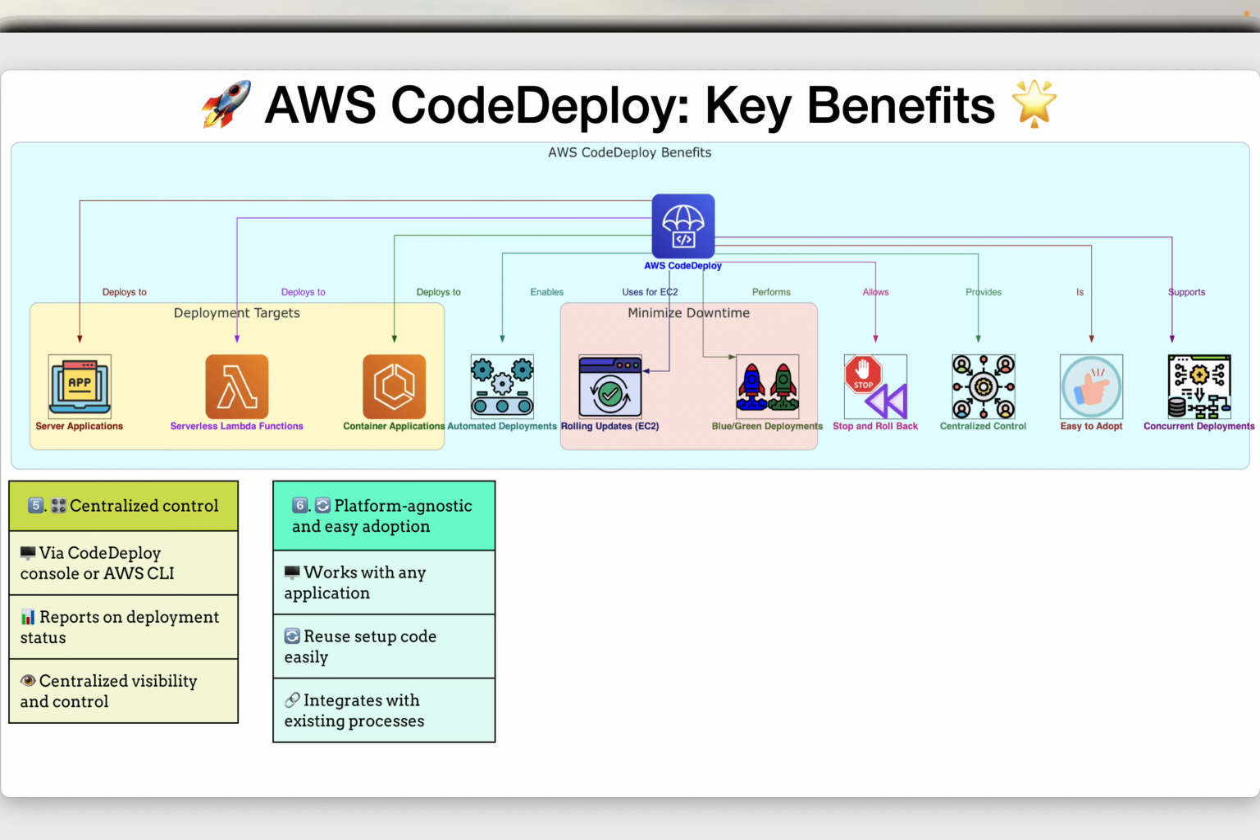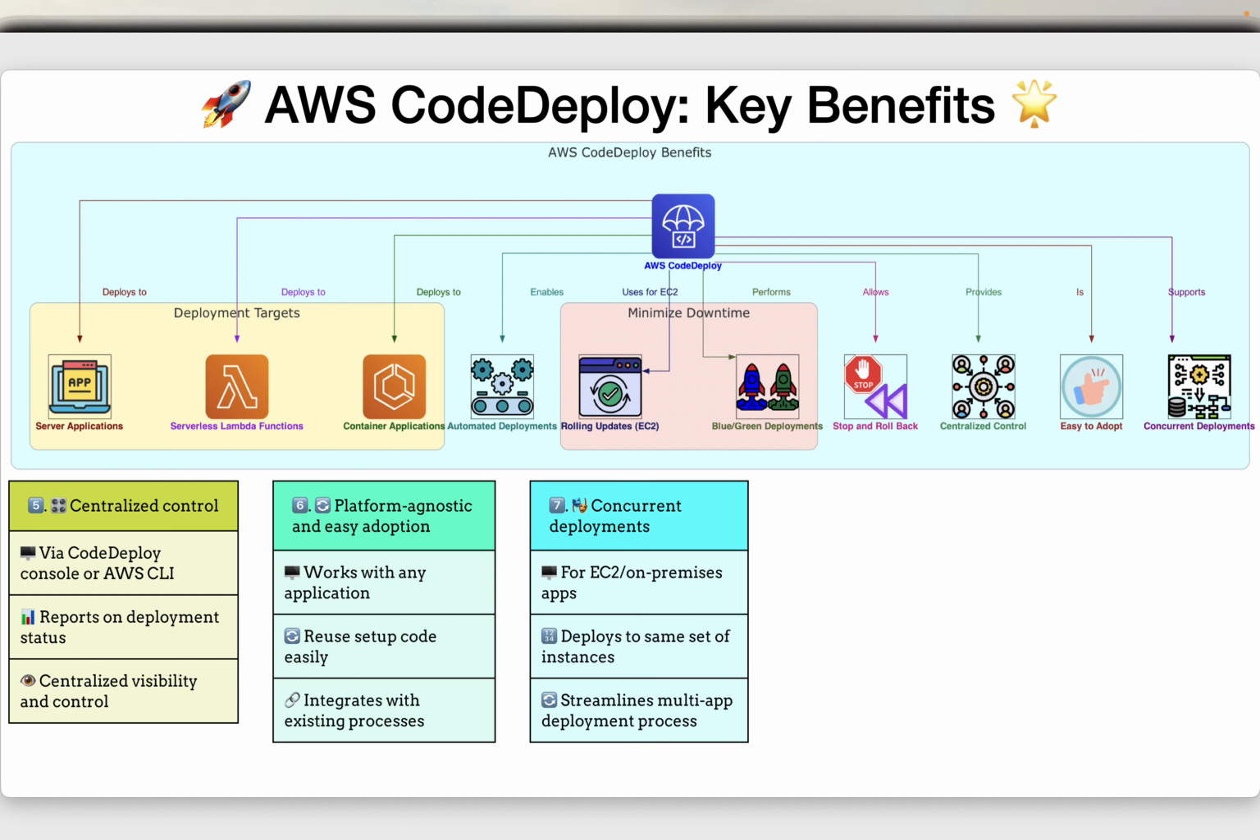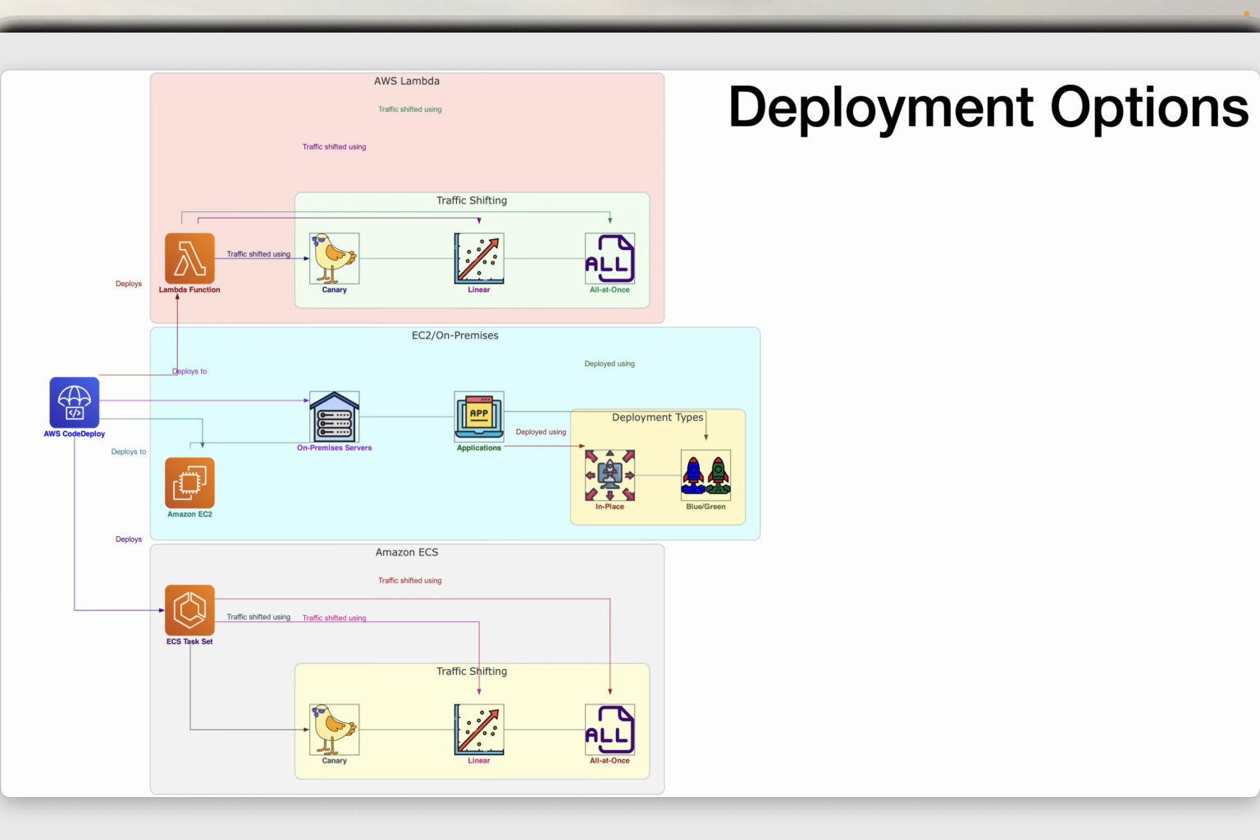CodeDeploy is platform agnostic, working with any application, and allows you to reuse your setup code easily. It can also integrate with your existing software release process or continuous delivery toolchain, making adoption straightforward. If you have multiple applications using the EC2/on-premises compute platform, CodeDeploy can deploy them concurrently to the same set of instances, streamlining the deployment process for multi-application environments.